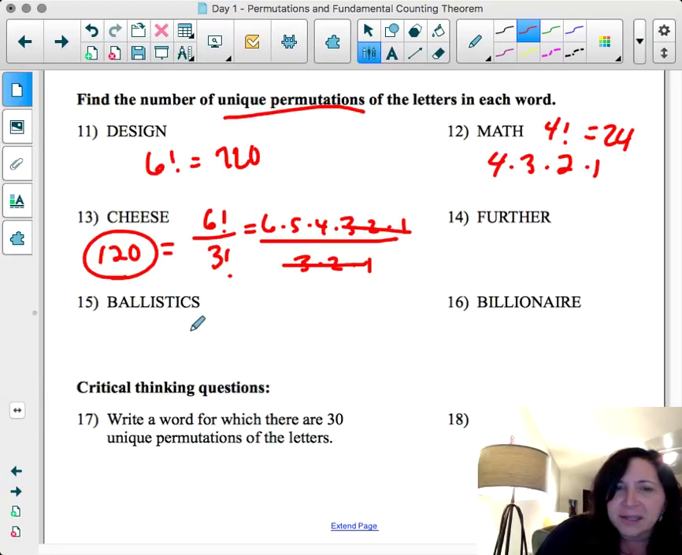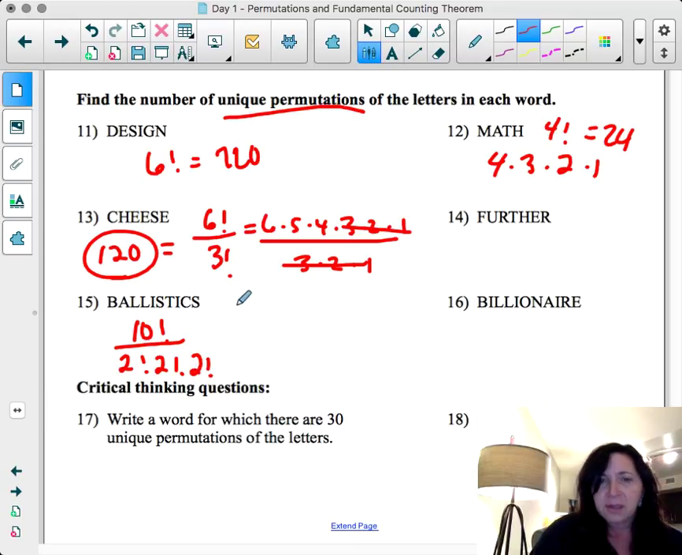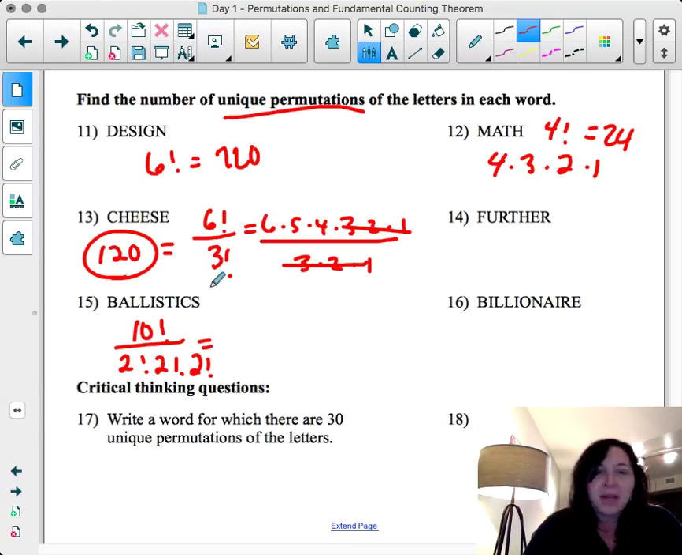Then you have ballistic. So how many different letters in the word ballistic? Let's see here. 1, 2, 3, 4, 5, 6, 7, 8, 9, 10. I've got 10. And then how many different repeaters do I have? So it looks like I have 2 L's, 2 I's, and 2 S's. So this is going to be 10 factorial divided by 2 times 2 times 2.